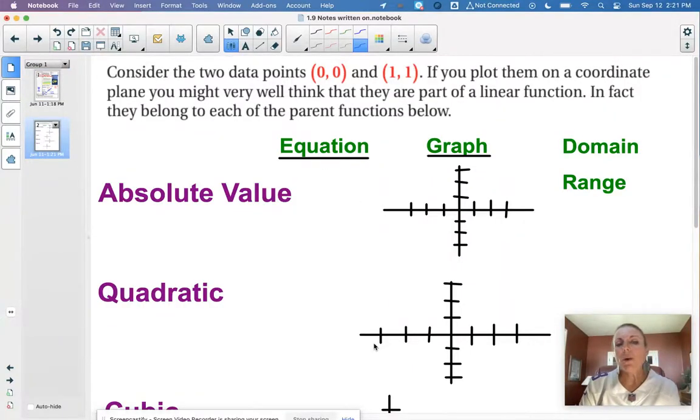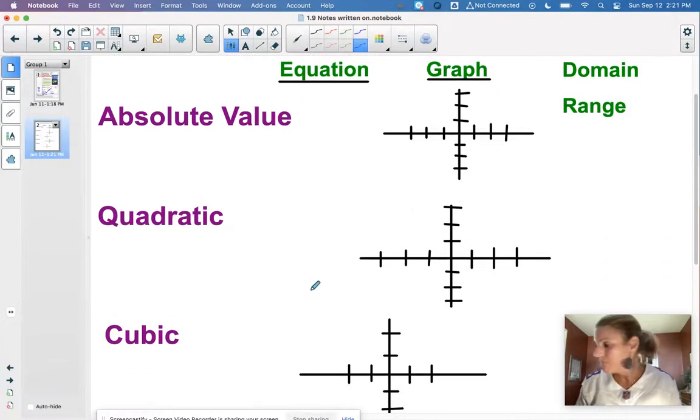Consider the two data points, 0, 0, and 1, 1. If you plot them on a coordinate plane, you might very well think that they are part of a linear function. In fact, they belong to each of the parent functions below. And so we're going to talk about each of these parent functions right now today. And we will make sure that 0, 0 and 1, 1 are points that we put on each of these.